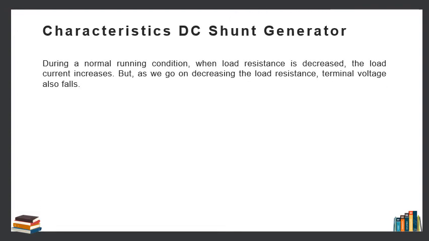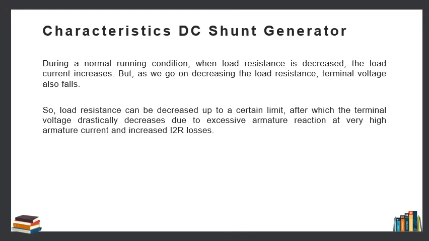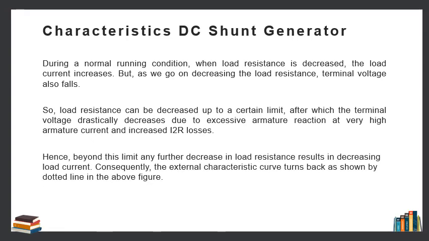During a normal running condition, when load resistance is decreased, the load current is increased. But as we go on decreasing the load resistance, terminal voltage also falls. So the load resistance can be decreased up to a certain limit, after which the terminal voltage drastically decreases due to excessive armature reaction at very high armature current and increased I²R losses. Hence, beyond this limit, any further decrease in load resistance results in decreasing load current. Consequently, the external characteristics curve turns back as shown by the dotted line in the above figure.